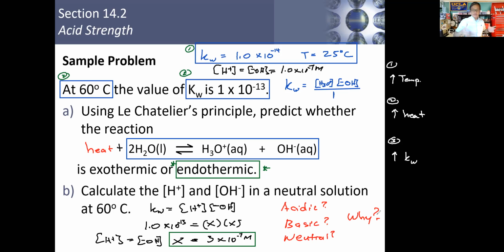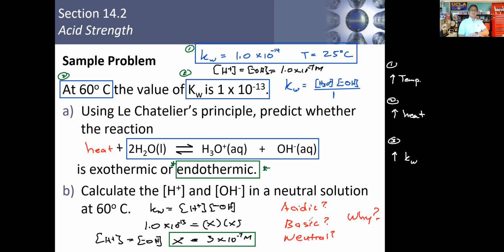The question then is, is this solution acidic, basic, or neutral? Now, we said, remember, for an acidic solution, the hydrogen ion concentration has to be greater than 1 times 10 to the minus 7, and the hydroxide ion concentration has to be less than 1 times 10 to the minus 7. For a solution to be basic, the hydroxide ion concentration has to be greater than 1 times 10 to the minus 7, and the hydrogen ion concentration has to be less than 1 times 10 to the minus 7. And for a solution to be neutral, the hydrogen ion concentration and the hydroxide ion concentration are both equal to 1 times 10 to the minus 7.